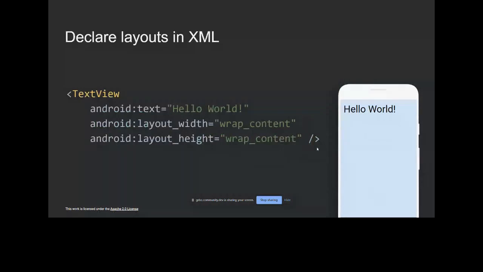This is an example of text view elements. This is how it looks in the XML file. It has an Android text value, and it has Android layout width and height. Wrap content means the text view will be as wide and as tall as the content inside it. We define the UI layout in an XML, and this is one aspect of our app.